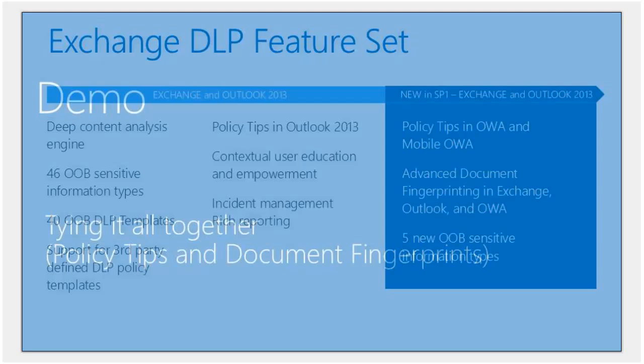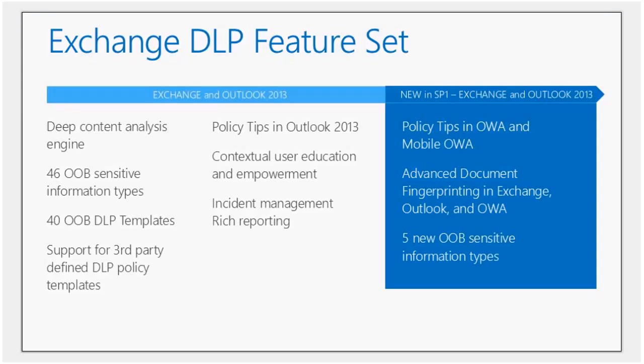So if you look at the Exchange feature set, we had a lot of this content available in Exchange 2013 and Outlook 2013. With SP1, we added policy tips in OWA and policy tips for mobile OWA, or OWA for devices. We added the document fingerprinting feature that you just saw, and we also added some new out-of-box sensitive information types. I think Taiwan, Poland, and one more country, I'm forgetting which one, but those new information types were added.